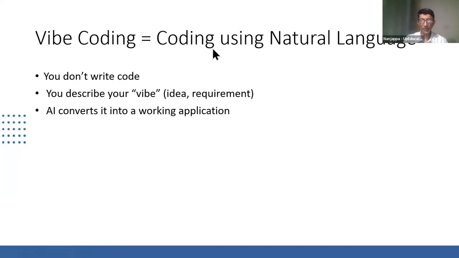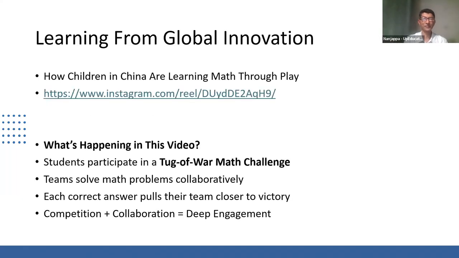Now, vibe coding is coding using natural language, that is English. I'll be guiding you on how to do this also. You describe your vibe, that is your idea and requirement, and AI converts it into a working application. So this is what we will be doing now.